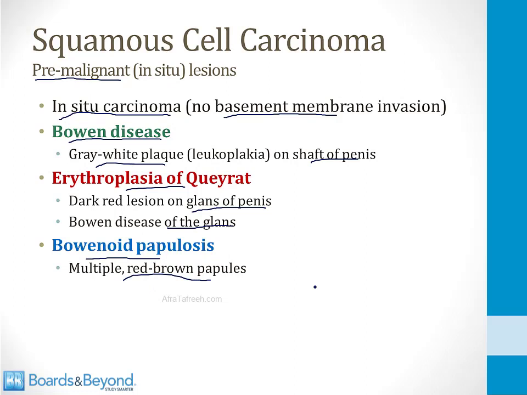I don't have pictures of these to show you, but if you Google the names, you will find classic pictures, and just be aware that if one of those is shown to you in a board question, they're describing an in situ carcinoma of the penis, a pre-malignant lesion for squamous cell carcinoma.